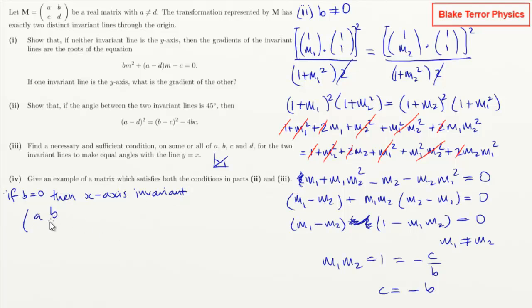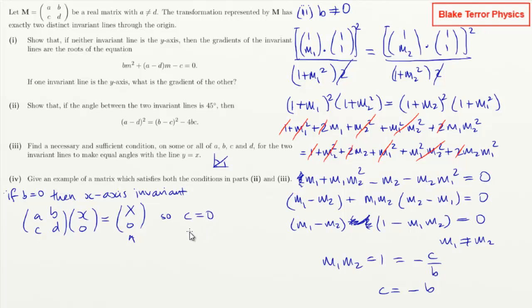So (A, B, C, D) times (x, 0) has got to go to a multiple of (x, 0). So that means that C has got to be equal to 0. That's exactly the same as we had in part 1 when we were working through. So to get that 0 there for y, we've got C times x. So C must be 0. So we've got that.